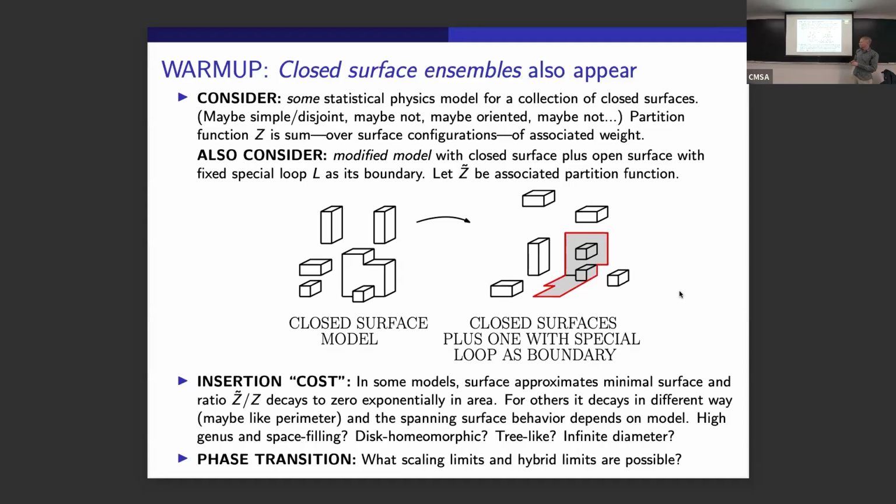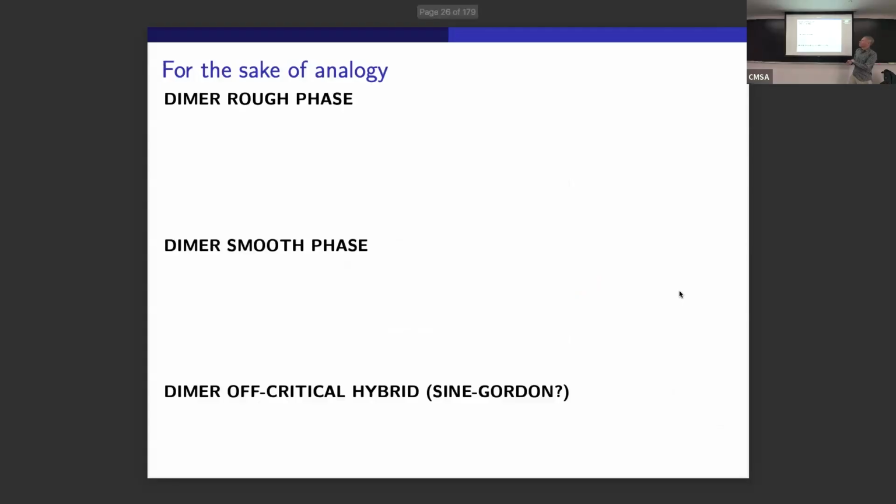And you can imagine if there's a scaling limit you could take where you get some hybrid. You maybe want a model that looks like the massive case, strong, high insertion cost case at large scales, and maybe this low cost at small scales. Okay. And so, in the dimer model, we have what we call a rough phase for certain choices of parameters.